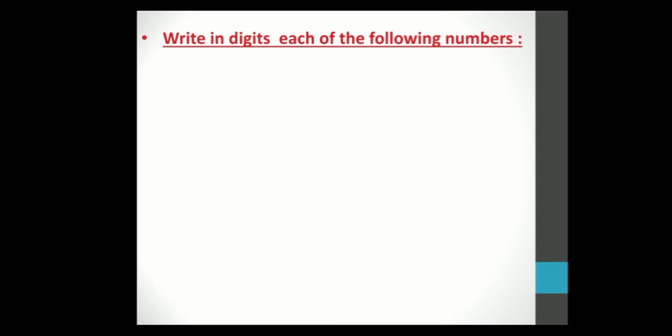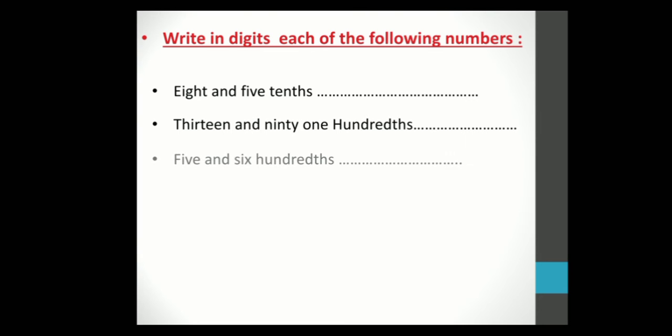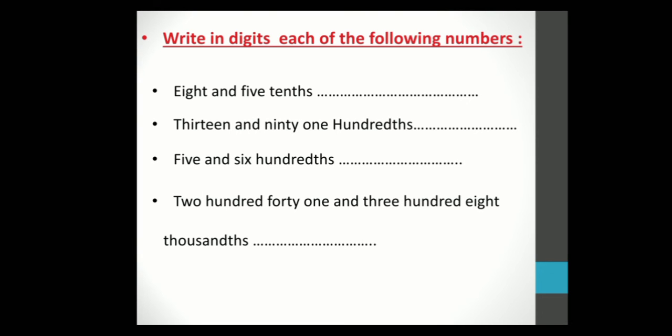Now, how can I write in digits each of the following numbers? 8 and 5 tenths. I need to write this in digits. So I write first 8, and then the decimal point. And he tells me 5 tenths, so I need only one digit after the point. So I write in this place 5.